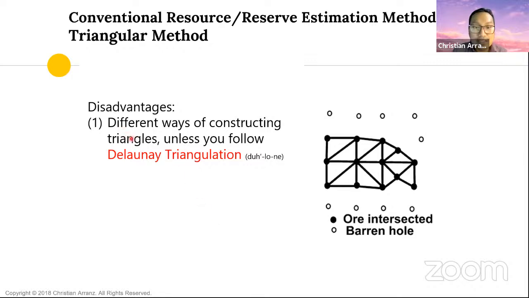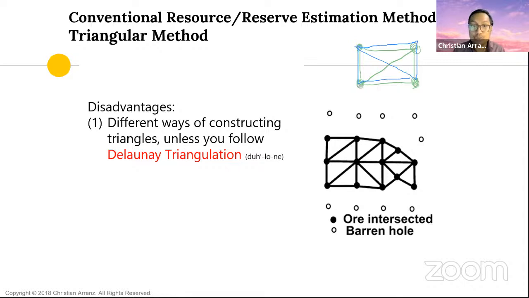Okay, so disadvantages. One disadvantage is there's a lot of ways on how you can create the triangle. If you have 4 drill holes, now the question is, how do you do the triangle? Do you do it like this? Or isn't there another way? I'll use a different color. In blue, can't we also do it like this? See, there are two ways on how you can do the triangle.